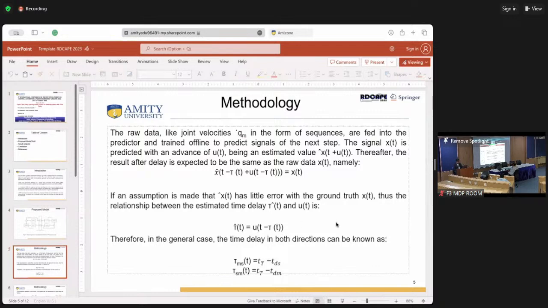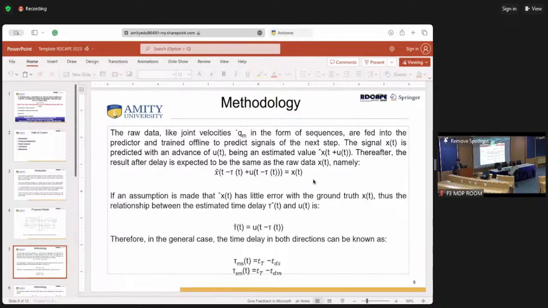So raw data, such as link joint velocity, which we consider for the master in the form of sequences, is fed into the network, trained offline, to predict signals for the next step. The signal can be of any type, whether at the initial level, sinusoidal, or trapezoidal, whichever type we choose for our consideration. It gives an estimate for the next time value after the delay, so that we get the next possible time step, namely x(t).